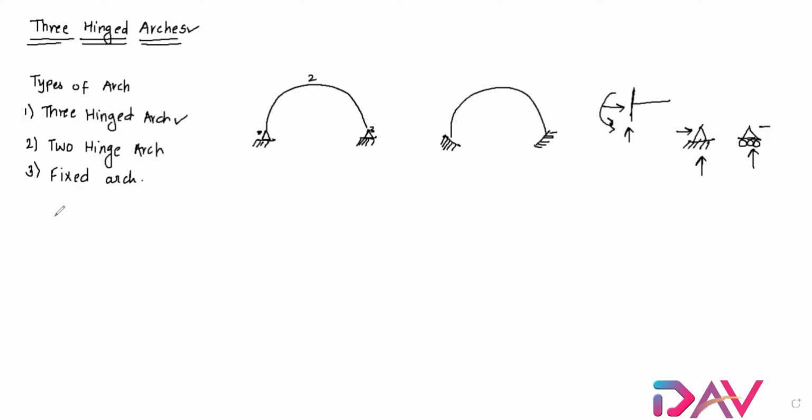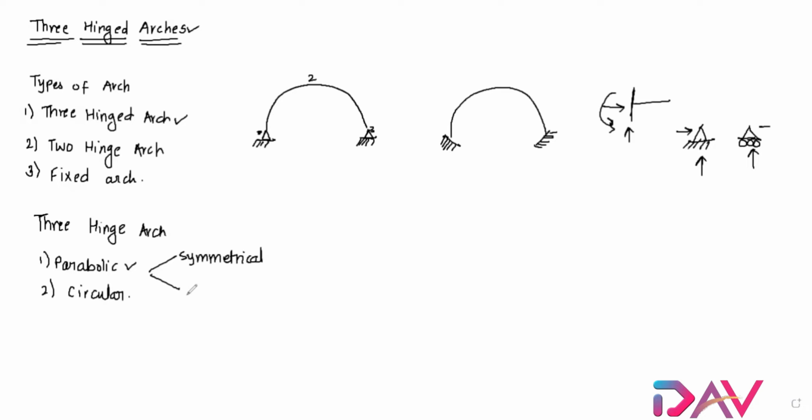So let's see what the types are in three-hinge arches. There are two types. First one is parabolic, and second one is circular. Most probably they use parabolic; the reason behind it we will be seeing. But in that also we have two types: one is symmetrical and second one is unsymmetrical. Now, what is symmetrical and what is unsymmetrical? We'll show with the diagram.